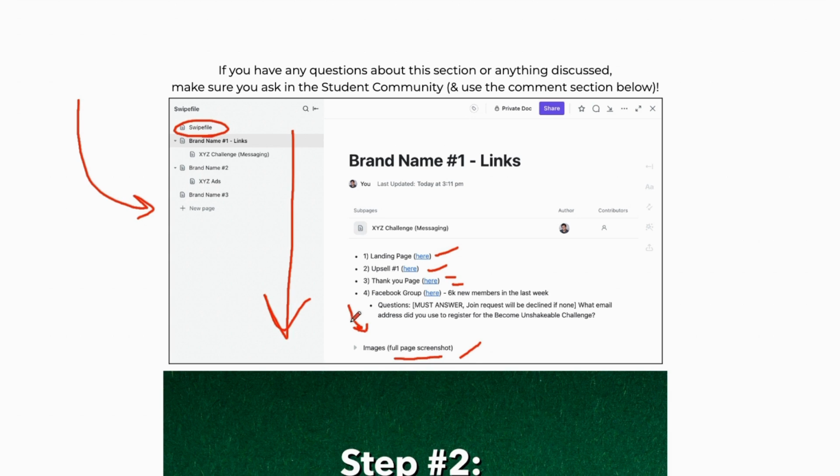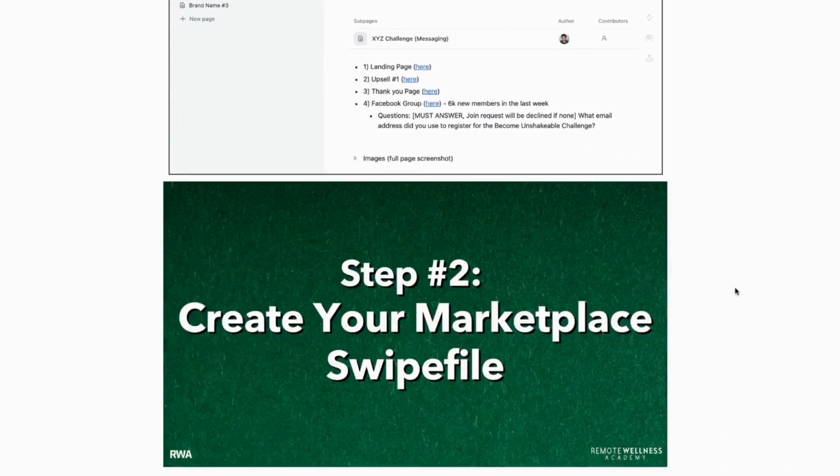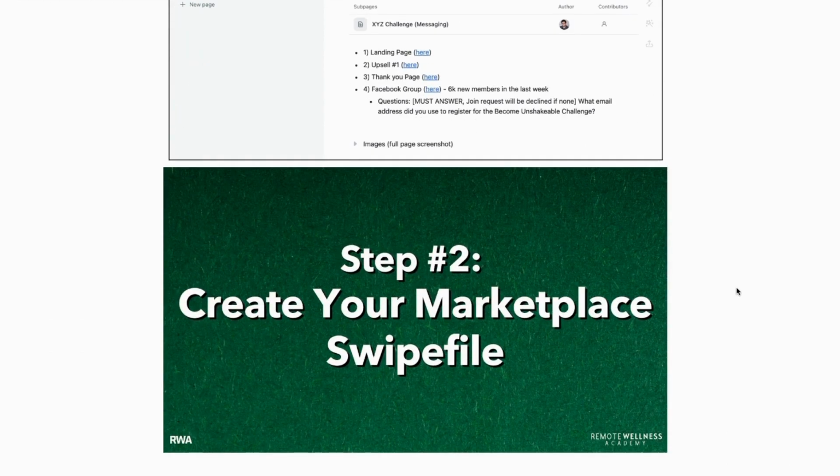And then this is now your asset that you're going to be able to utilize in terms of knowing what is happening inside of the marketplace. So that is step number 2. Go out there and create your marketplace swipe file, and I will catch you inside of the next step.